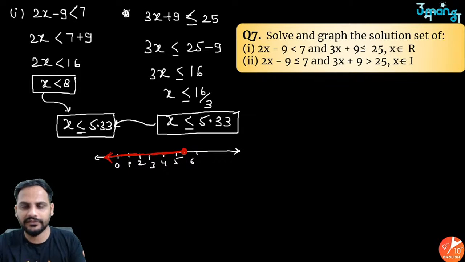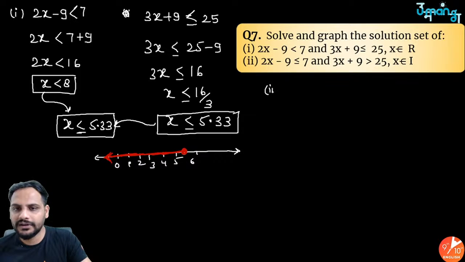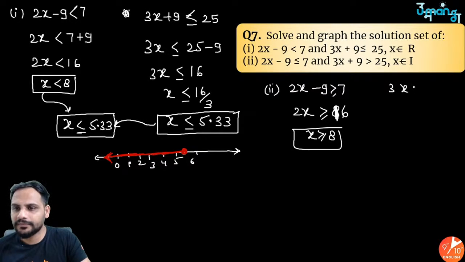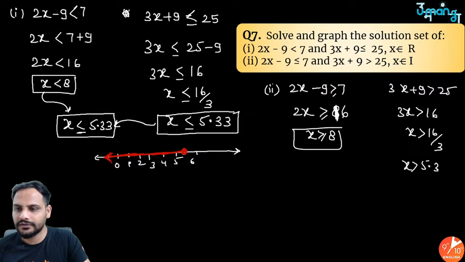Okay, next question, look, beta. Similarly we will be solving it. 2x minus 9 is greater than or equal to 7. So you have got 2x is greater than or equal to 16, so x is greater than or equal to 8. Here, 3x plus 9 is greater than 25, so 3x is greater than 25 minus 9, which is 16, so x is greater than 16 by 3, that means x is greater than 5.33.